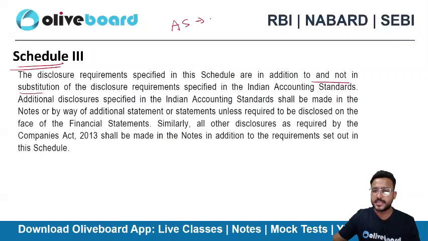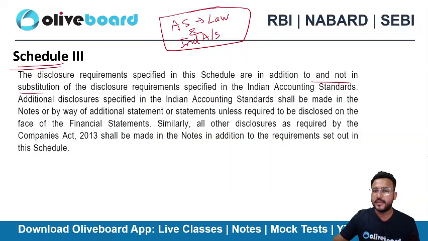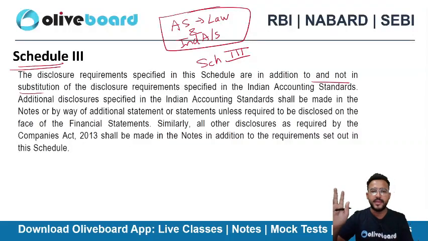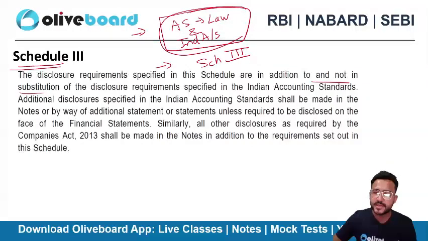AS is nothing but law. AS and Ind AS are basically your laws and regulations, right? Now Schedule 3 is always in addition to what AS and Ind AS says. It can't override accounting standard or Indian accounting standard. It will never override AS or Ind AS. In case there is a conflict between accounting standard and Schedule 3, always the accounting standards will prevail.